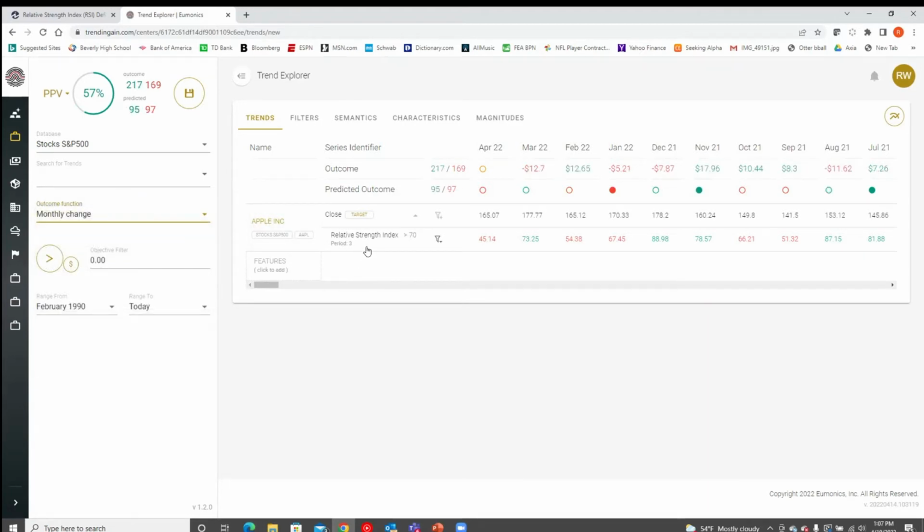There's another thing that might be wrong. Maybe 70 is too low. So let's make an adjustment here. Let's say, maybe it should be 80, just to see what happens. And again, it's going the wrong way. So we want to see this number going down. What this is telling me is that if the relative strength is greater than 80, that's an indicator that the stock price is going to go up.